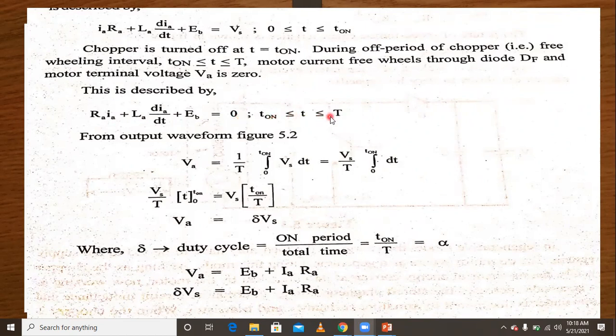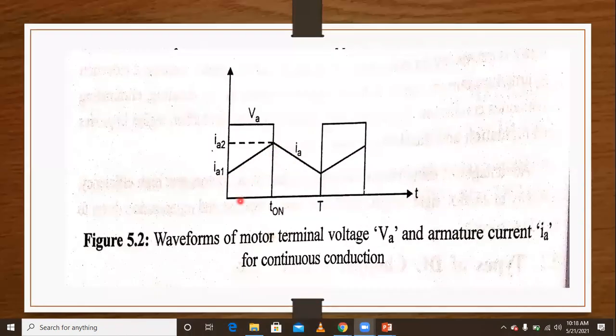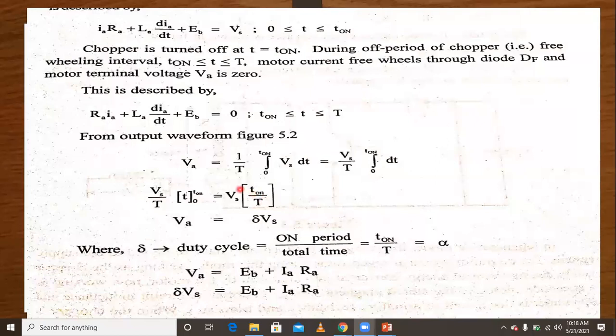Understood? So from the output waveform, from 0 to Ton the chopper is turned on. So the average output voltage VA is equal to 1 by T integral 0 to Ton of Vs dt, which is Vs by T times the integral 0 to Ton of dt. Apply integration and you will get VA is equal to delta times Vs. Ton by T, on time by total time, is also called the duty cycle.